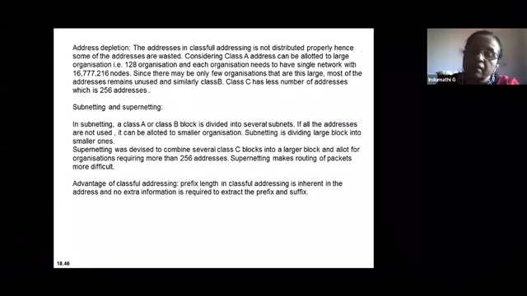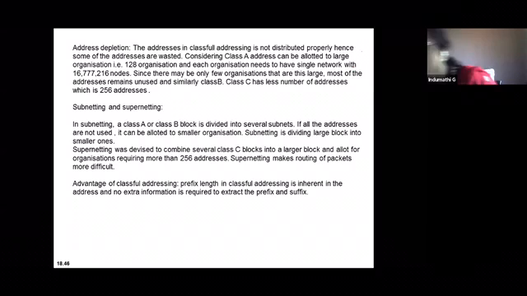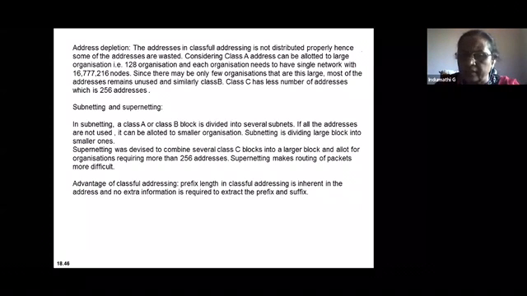So 1 byte is for the net ID, and the remaining 3 bytes are for the host ID. That means you can connect a greater number of host machines if you take a class A type of address in any organization.